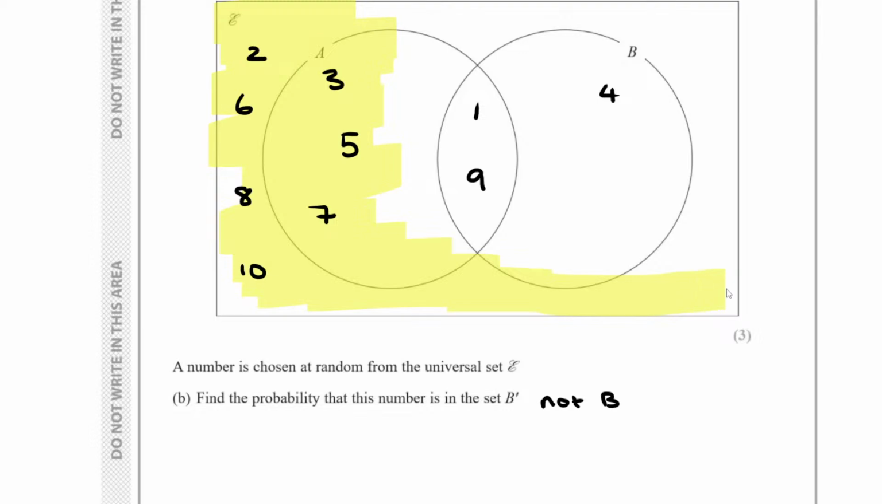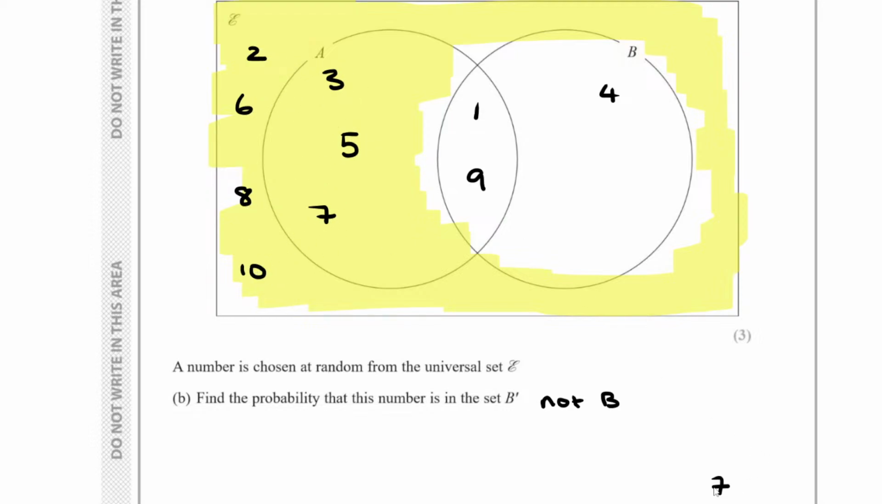It's basically all of this, ignoring the circle B, isn't it? All of this, all of this. Okay, not B is everything that is not in B, literally. So then you're going to count, how many do I have? 1, 2, 3, 4, 5, 6, 7.